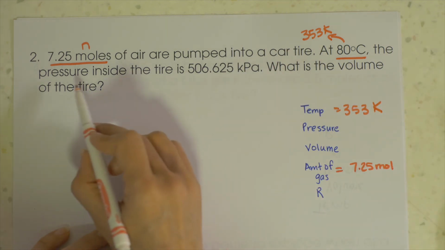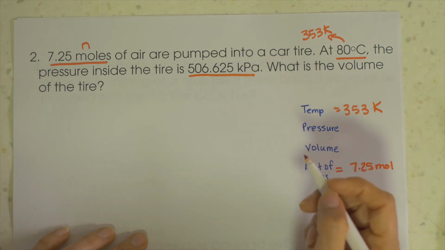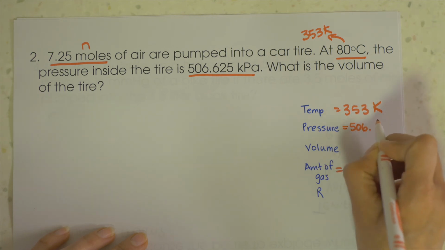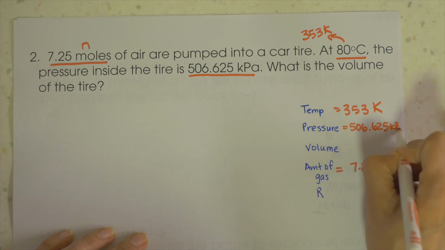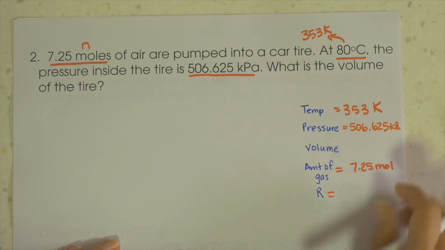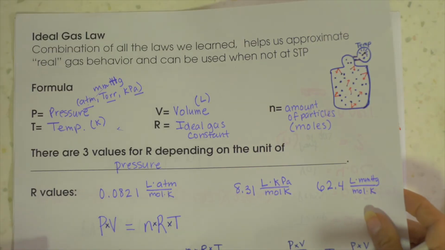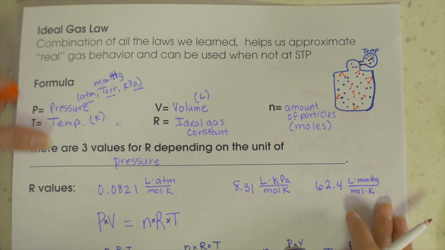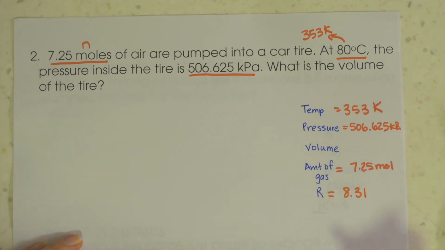And the pressure inside that tire is 506.625 kilopascals. If you've ever used a pressure gauge to see the pressure on a tire, okay, kilopascals. Now this one tells us right here which one of the R's we're going to use. So I could go back and look at that. I'm using the R that is the kilopascals, which is 8.31, and you will not have to memorize any of those. They'll be given to you. Okay, so there's my R.